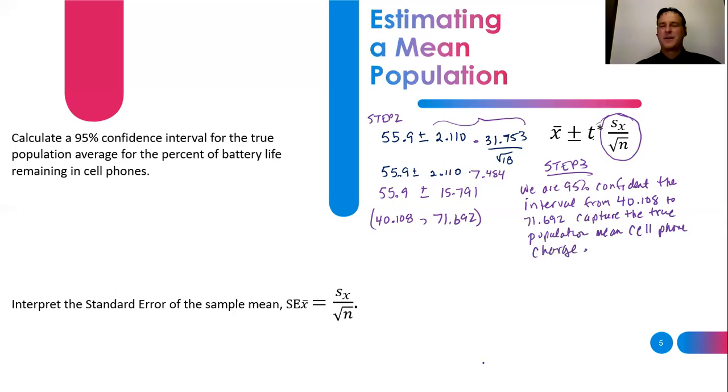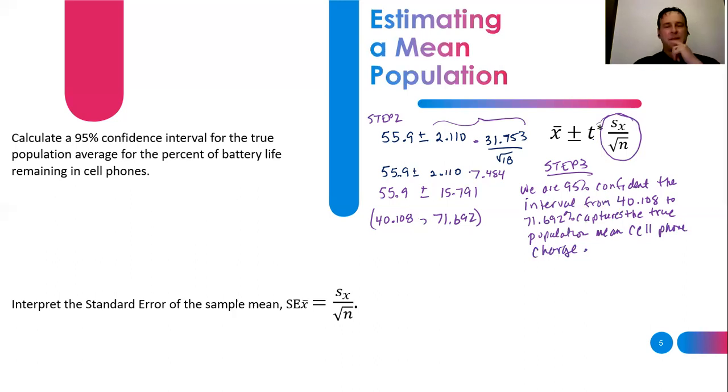Okay, we are 95% confident the interval from 40.108 to 71.692, you can put percent behind there if you want, captures the true population mean cell phone charge. Okay, and that is it. That is your third step. It has 3 steps just like before: your conditions; your second step is kind of like your math, the calculation part using the formula, finding the interval; and then your third one is to write the sentence, okay?